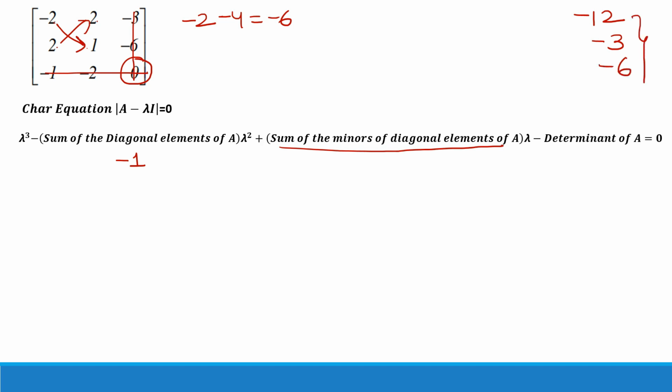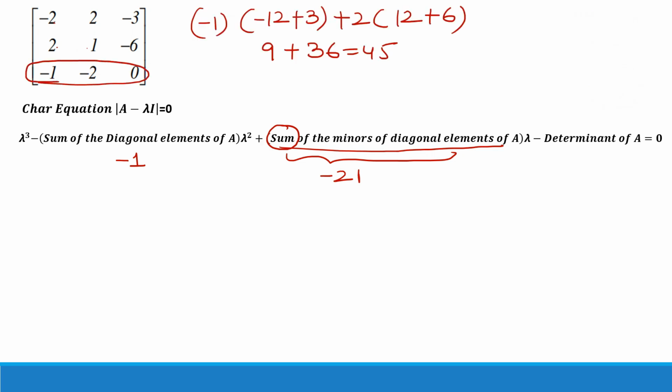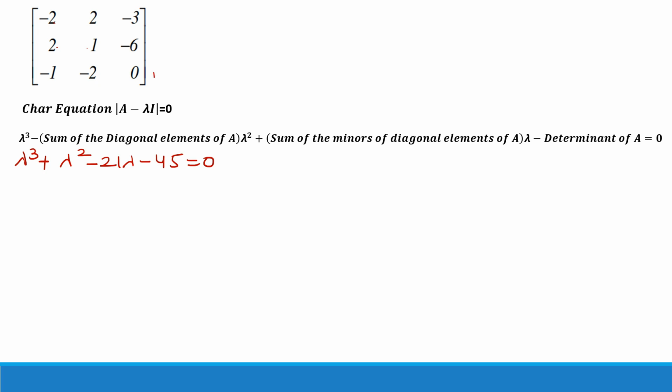Alright, so these are the minors of the diagonal elements. But what we need is the sum of them. So what is the sum of this? The sum is minus 21. So this thing is equal to minus 21. Next is the determinant of A. If I expand this along the third row, what do I get? I get 45. So the determinant of A is 45. So by using these things, what will be the characteristic equation? For the given matrix A, this is our characteristic equation.